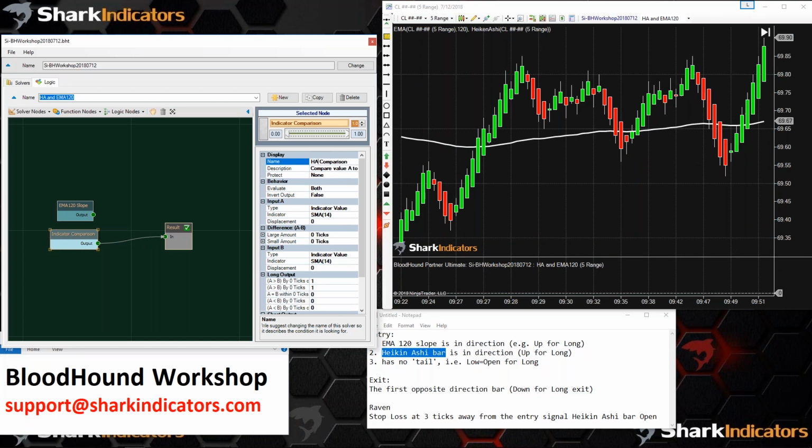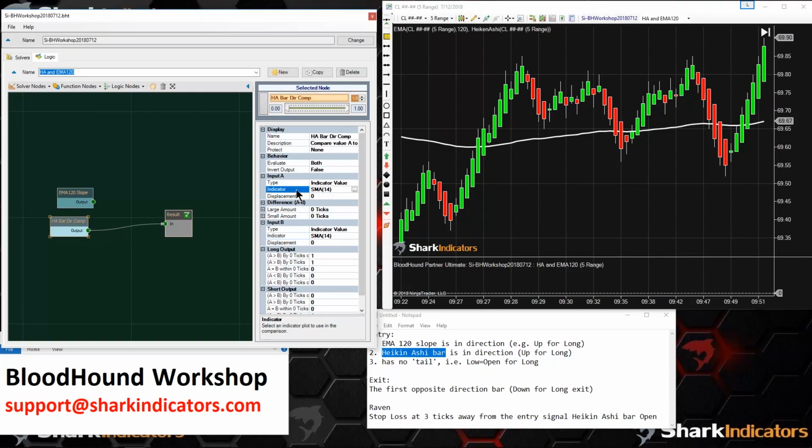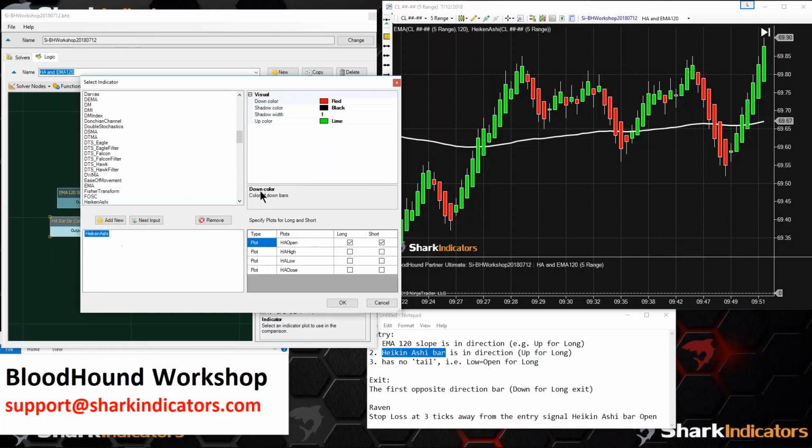So I'll just call this Heiken Ashi bar direction in the comparison solver. Right, so input A, that'll be our open price, and then input B, that'll be the closing price of the Heiken Ashi indicator. All right, so let's plug in the Heiken Ashi indicator in there. All right, there's the Heiken Ashi, and we can see we have all 4 Heiken Ashi prices available to us there.